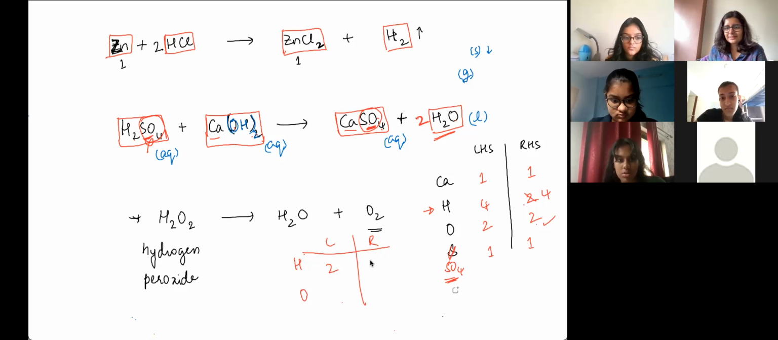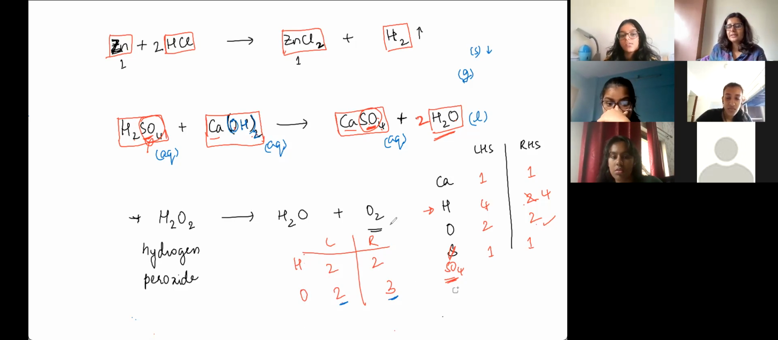RHS में 2 oxygen 2, 2, RHS में 3. अभी hydrogen is balanced, oxygen is not, so we'll need to focus on oxygen. Now the twist here is oxygen 3 है, यहाँ पे 2 है. How would you equalize, like how would you make both of them equal?